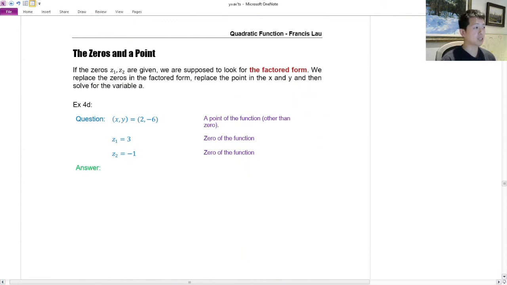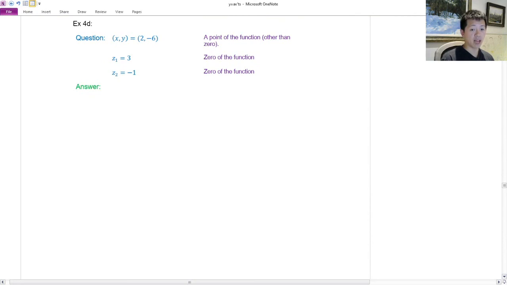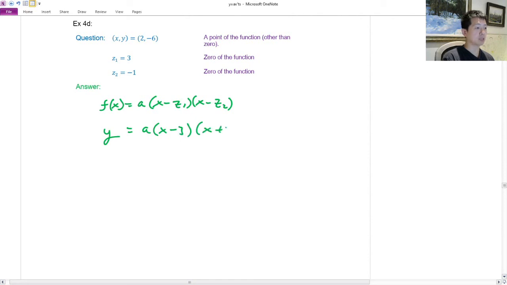Now, next one is basically the zeros and a point. If we have the zeros and a point, what do we do? We're supposed to look for the factor form because we have the zeros, and we plug in a point to find my a. So let's start with that. I have f of x equals a times (x minus first zero) and (x minus second zero). y equals a times (x minus 3) and (x plus 1). So those are my zeros, right? So I just plug it in.